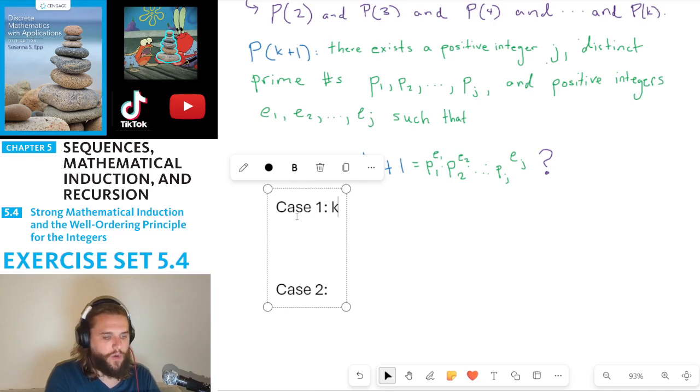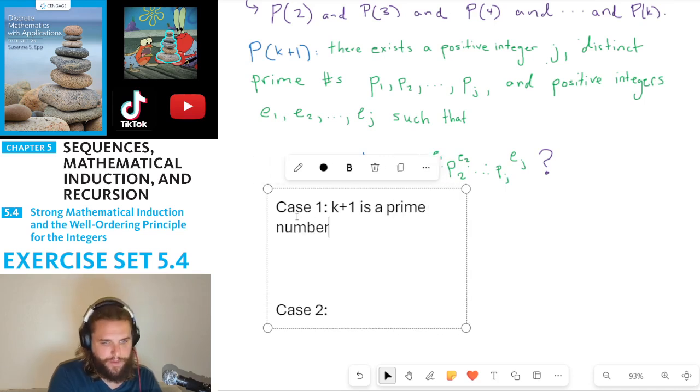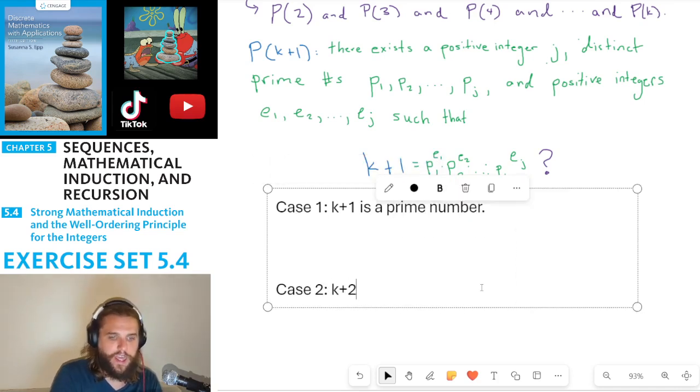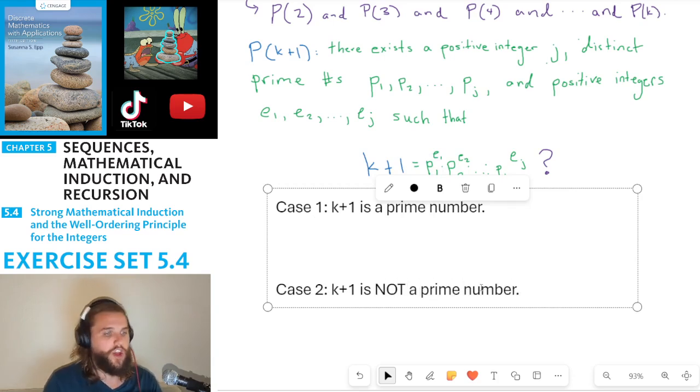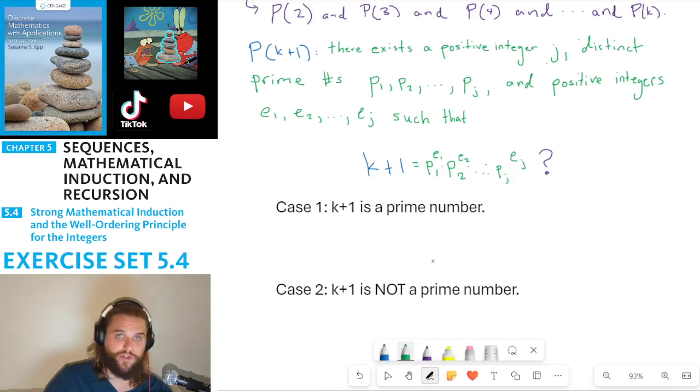Case 1 is going to be the instance in which k+1 is a prime number. Case 2 is going to be the case where k+1 is not a prime number. No matter what, one of these cases has to be true, since they're negations of each other. Now, by splitting this up into two different cases, this proof becomes very straightforward.